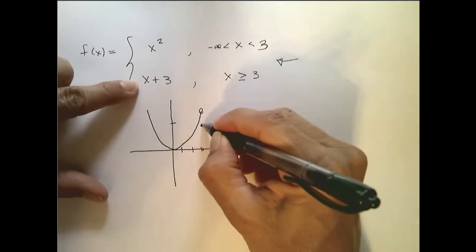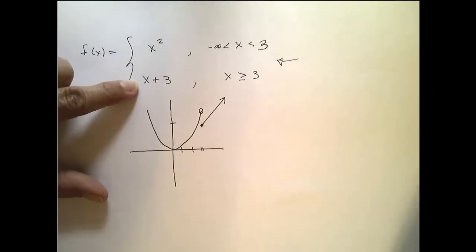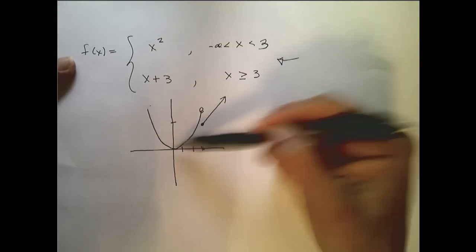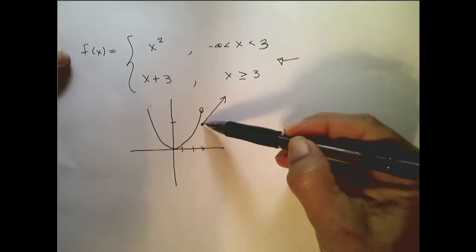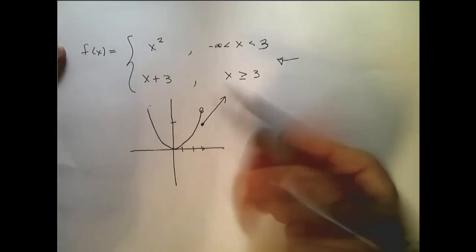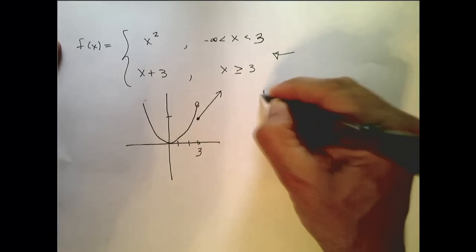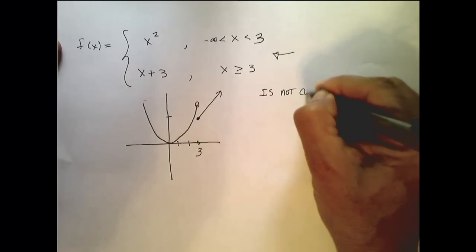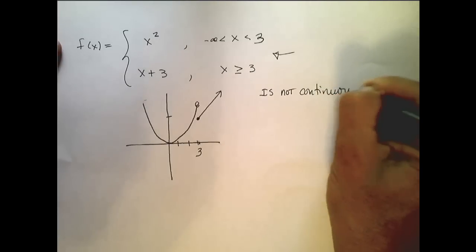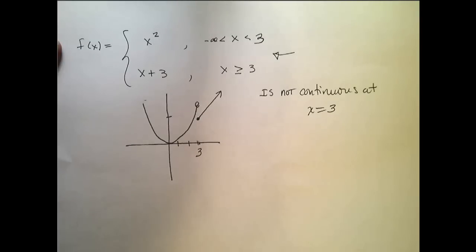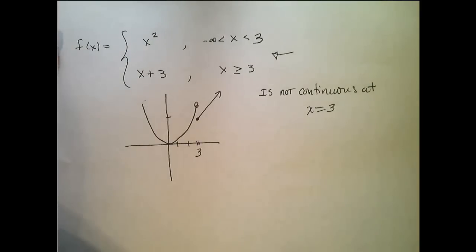And it is a positive slope going that way. So here, even though it's continuous everywhere for values less than 3, and it's continuous for every value greater than 3, at 3, we have this disconnected graph. So here my function is not continuous at x equals 3. Okay? All right, let's look at another example.